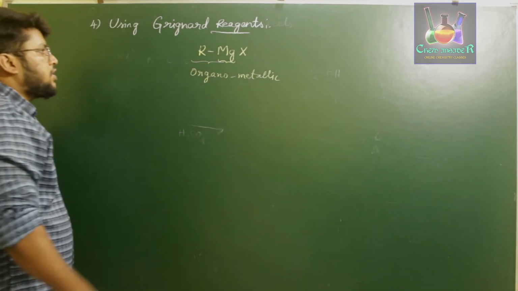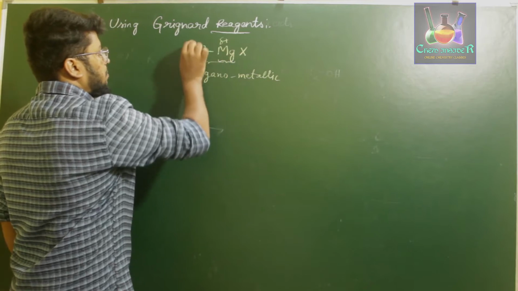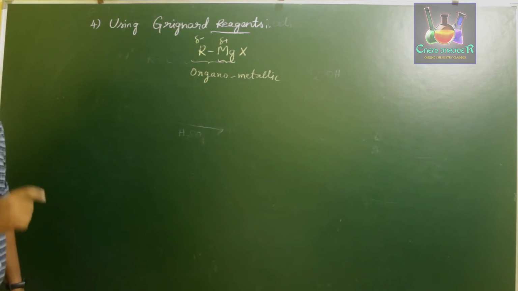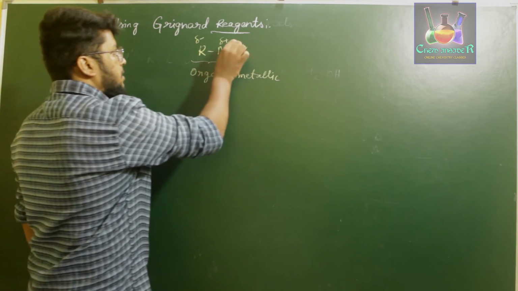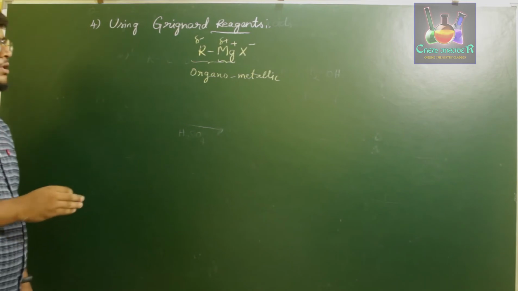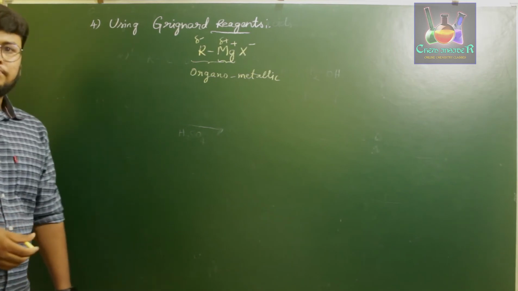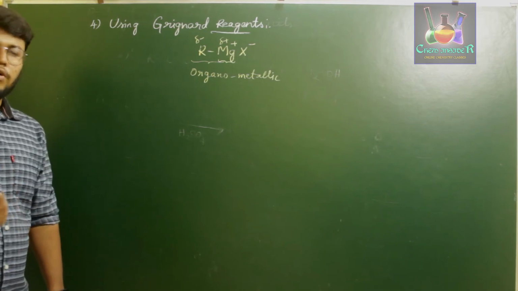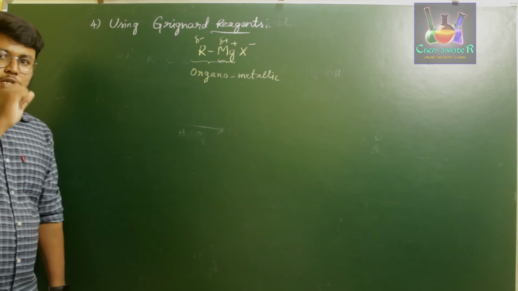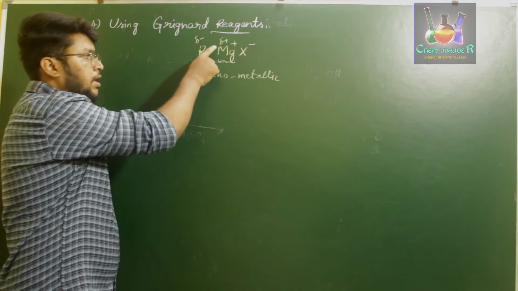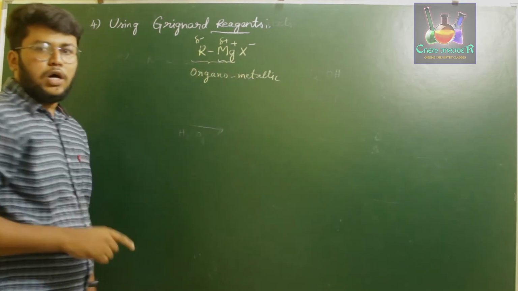Here magnesium has a slight positive charge, delta plus, and our hydrocarbon carries a slight negative charge, because R and magnesium are forming a covalent bond. At the same time, magnesium is forming an ionic bond with halogen X. Usually it is bromine or chlorine, not fluorine or iodine. So a Grignard reagent is a compound where we have an alkyl group attached to magnesium through a covalent bond, and the same magnesium is linked with a halogen through an ionic bond.